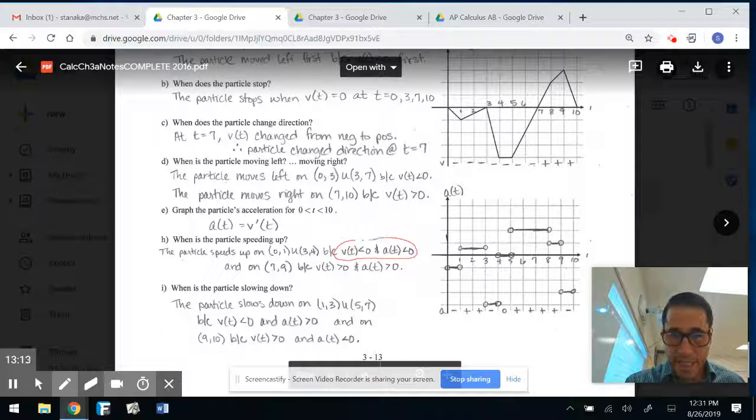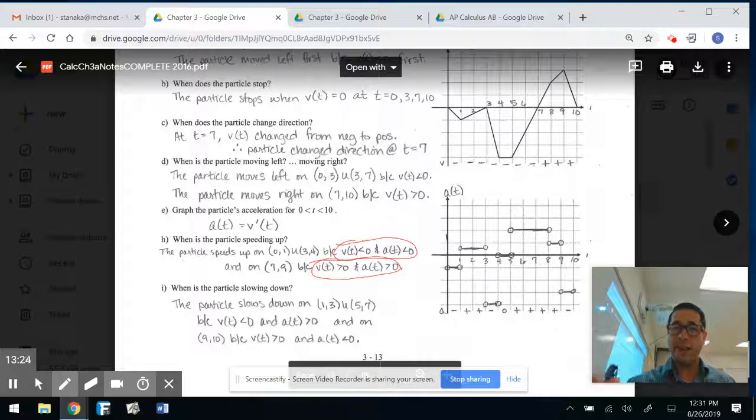When velocity and acceleration have the same exact sign. Well, when would velocity and acceleration have the same exact sign? Whenever they're both negative or both positive. So looking at these graphs is very helpful. Remember, this is velocity right here, and this is acceleration right here.